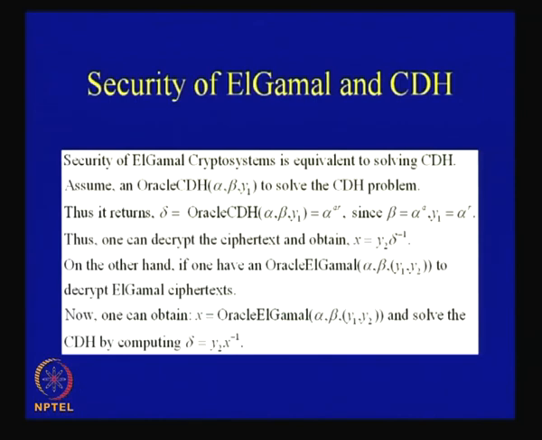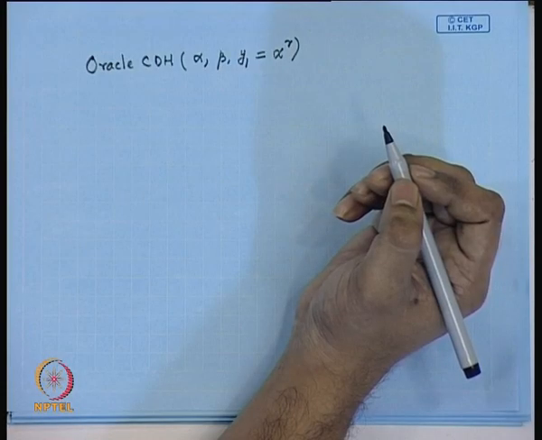Similarly, the other way, if I can solve the computational Diffie-Hellman problem, I should have a mechanism to solve the ElGamal cryptosystem also. So, here let us assume that there is an oracle called CDH which solves the computational Diffie-Hellman problem. Okay. So, what does it mean? That means I have an oracle, call it oracle CDH, which takes a value of alpha, beta and y1. Okay. So, what is y1? y1 was equal to alpha power of r according to our ElGamal cryptosystem, right.